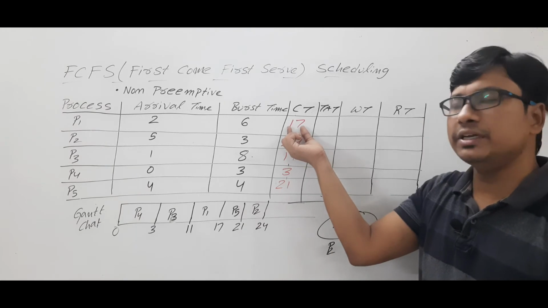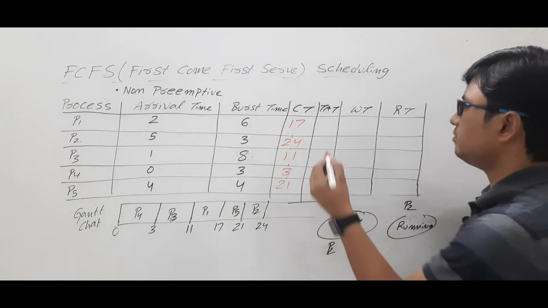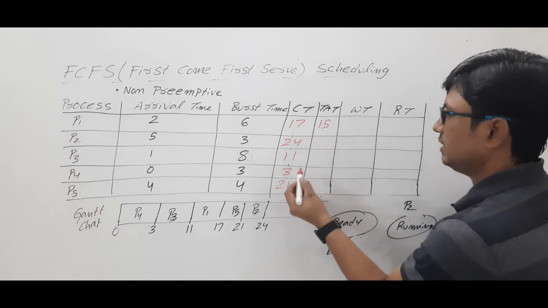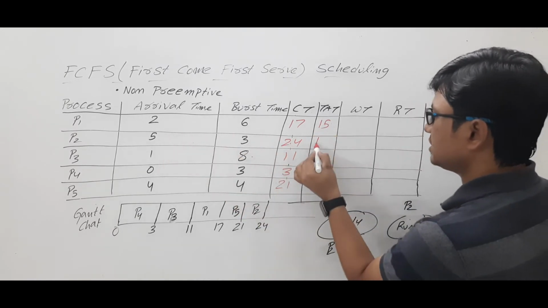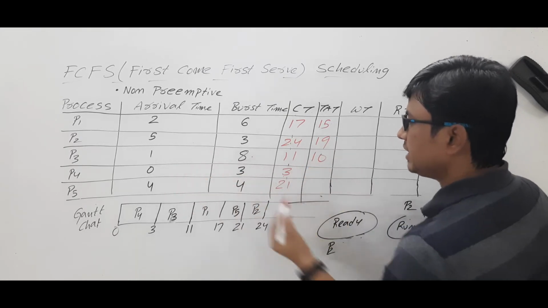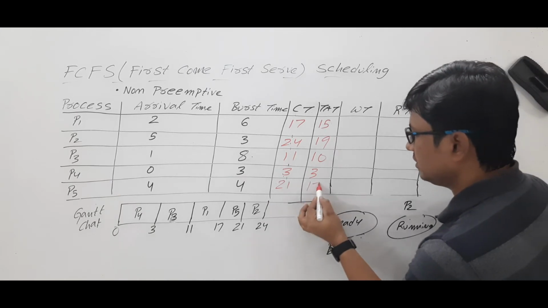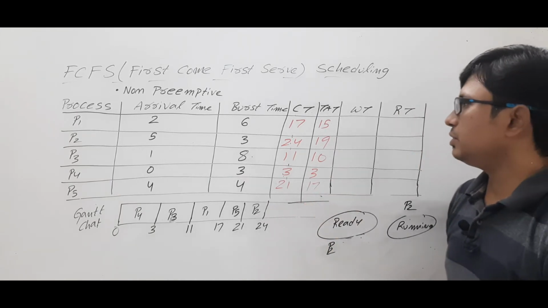Are you able to understand it or not? Now P1 completed at 17 units of time, and its arrival time is 2 units of time, so 17 minus 2 is 15. 24 minus 5 is 19, 11 minus 1 is 10, 3 minus 0 is 3, 21 minus 4 is 17. Is it clear? Are you able to understand?